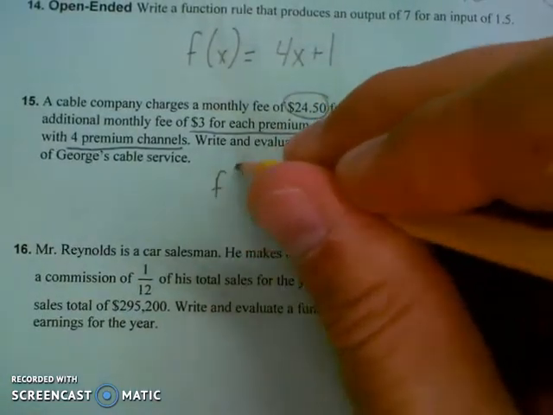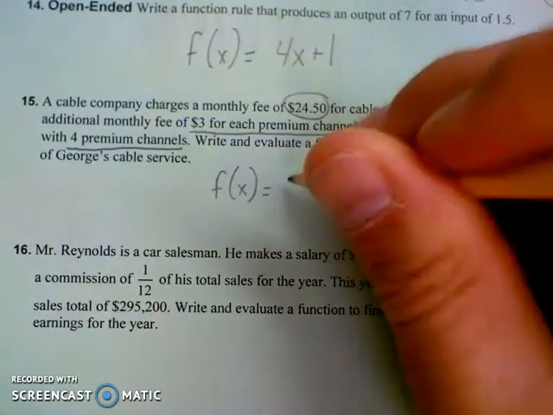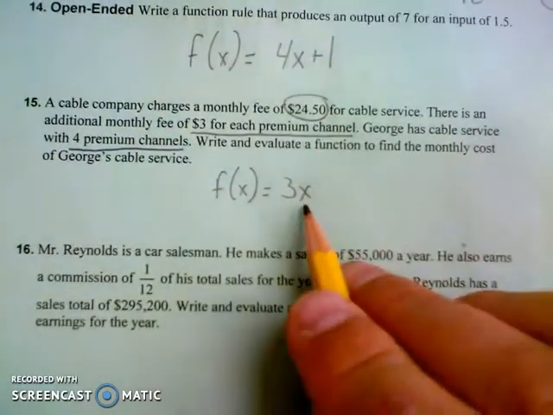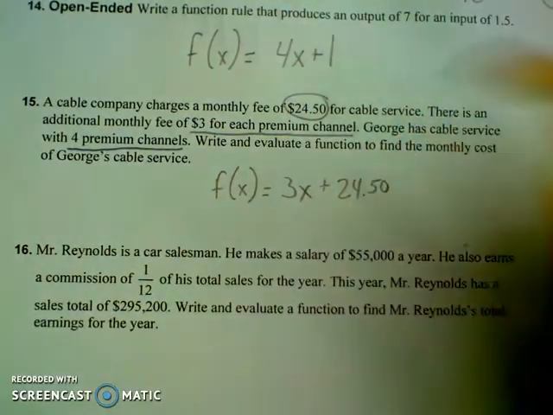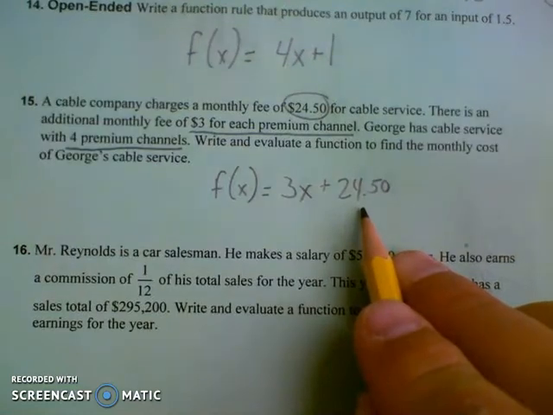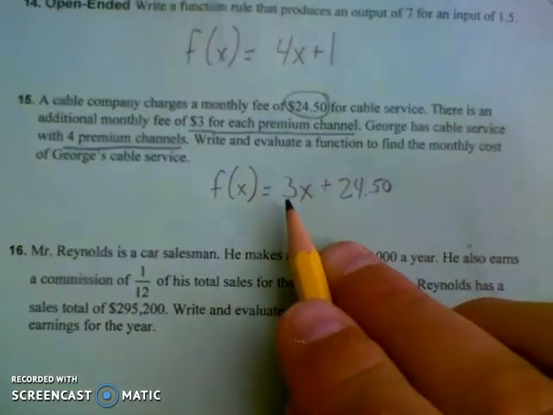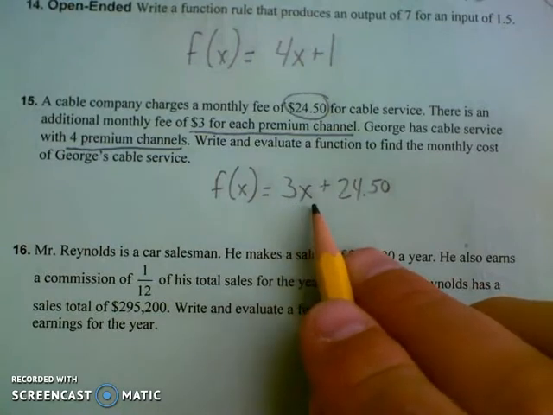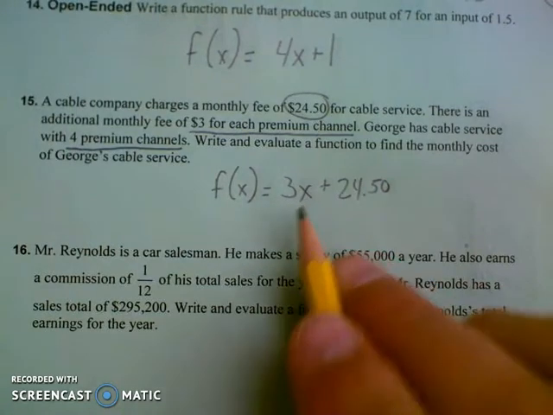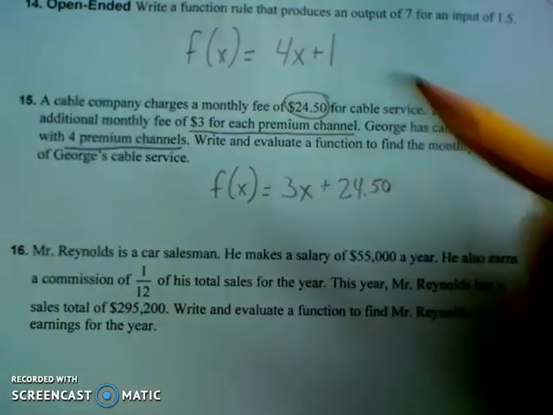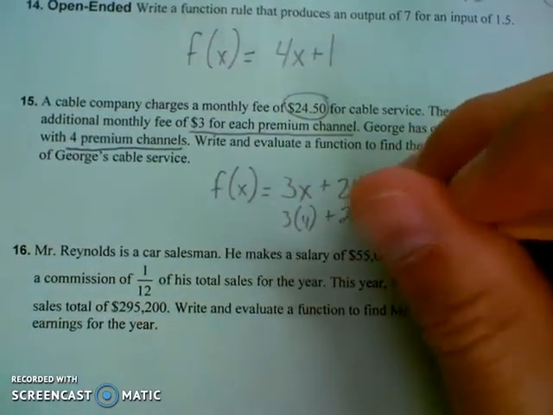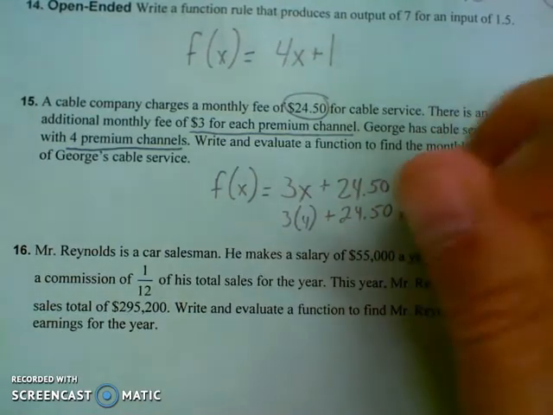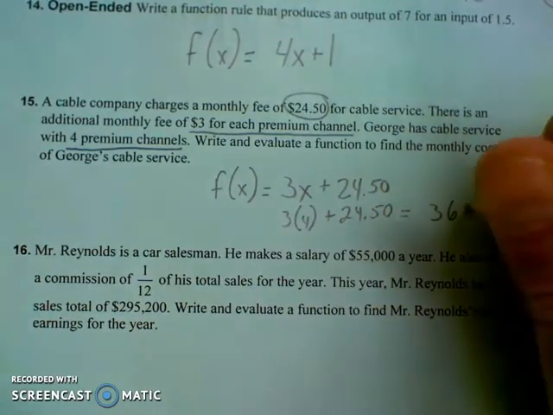So we're going to go f of x equals 3 times the channel plus your starting weight of $24.50. And that's kind of like your y-intercept. Then you have $3 per channel. We have no idea how many channels he's going to order. But then it tells you later that he does 4 channels. So we're going to put 4 in for that. 3 times 4 is 12 plus $24.50 equals $36.50. You can put the dollar sign.